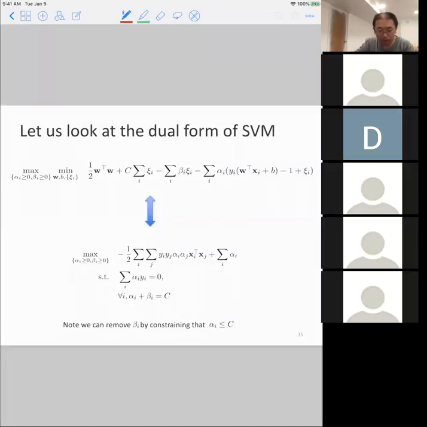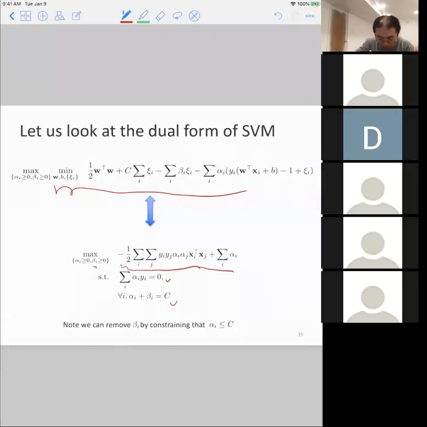So now we can further simplify this objective function, because we have solved the inner minimization problem. The only thing left is the outer maximization problem, and we also add a few constraints. These constraints are derived from solving the inner minimization. In this simplified objective, we don't see any beta values. Beta values only appear in the constraints.